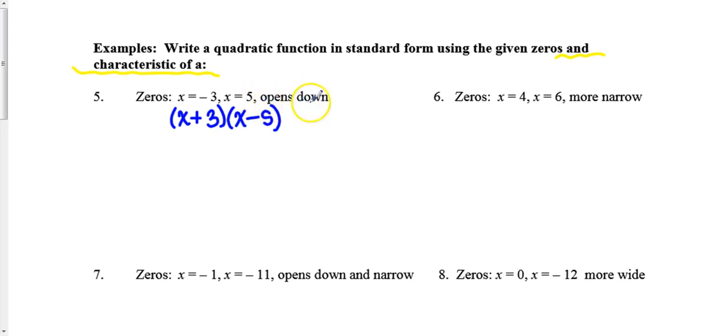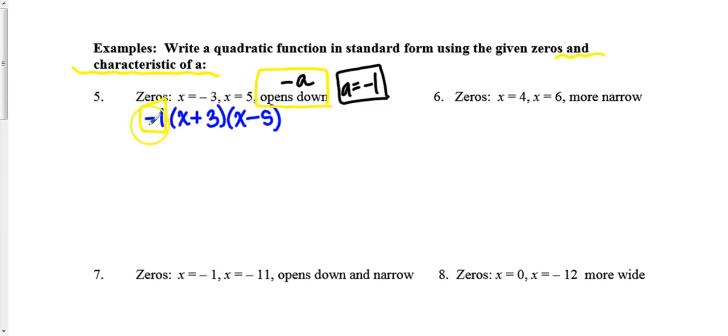Notice now I have this characteristic that says it has to open down. So if it opens down, what do I need to remember about A? Well, I know if A is negative, then it's going to open down. So we actually get to pick whatever negative A value we want. Notice it says, write a quadratic function. There's many quadratic functions that have these two zeros and open down. So I would go with keeping it easy. And let's just let A be negative 1. So we're going to write negative 1 out front. If you have a highlighter, it would be good to highlight these two so we understand where they're connected.